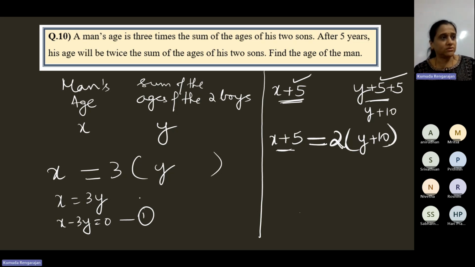Use the relevant expressions. Now this is after 5 years. So after 5 years, the man will be x plus 5, and the sum of the ages of the two boys will be y plus 10. For constructing the equation, you must use these expressions which are after 5 years. Now you have two equations, solve and find the value of x. You can eliminate y and find x because we only have to find the man's age.